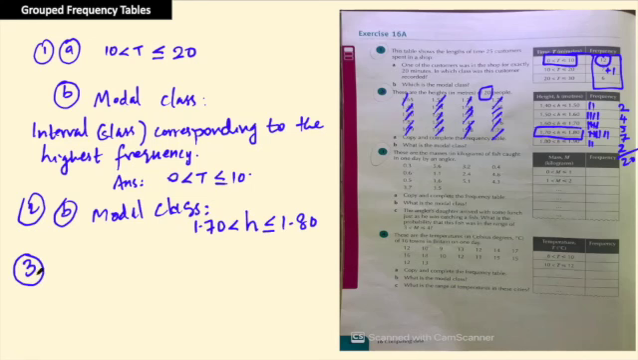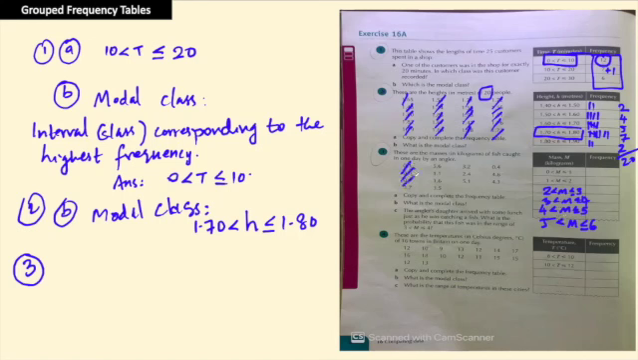Moving on to question 3. These are the masses in kilograms of fish caught in one day by an angler. Angler is a type of fisherman. And first of all, we have to complete the frequency table. We complete the interval 0 to 1, 1 to 2, then 2 less than m less than or equal to 3, 3 less than m less than or equal to 4, 4 less than m less than or equal to 5, 5 less than m less than or equal to 6.